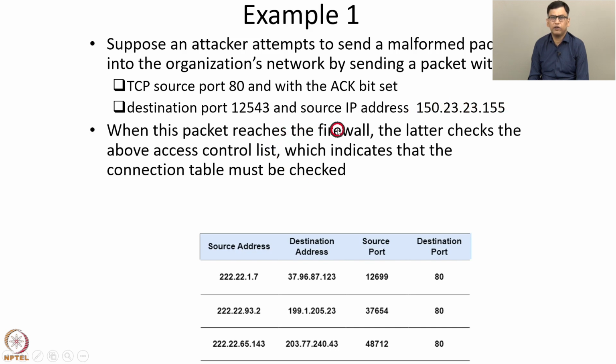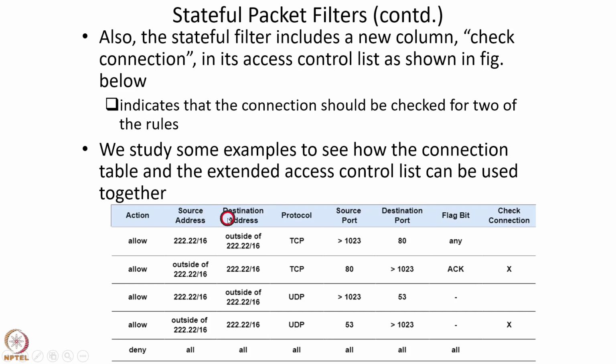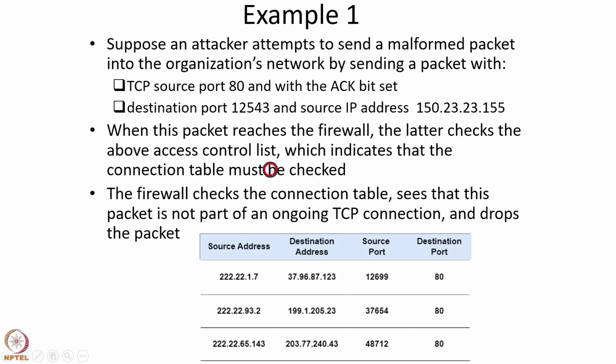When this packet reaches the firewall, the firewall checks the access control list, which indicates that the connection table must be checked. So let's go back to that access control list. This packet matches this second row of the access control list, and that indicates that the connection should be checked. Then the firewall checks the connection table, which is given here, and sees that this packet is not part of an ongoing TCP connection and hence drops the packet.